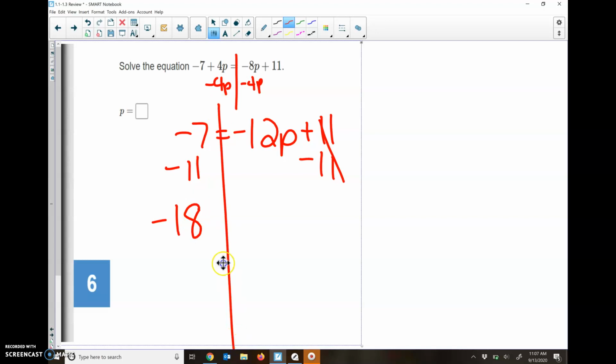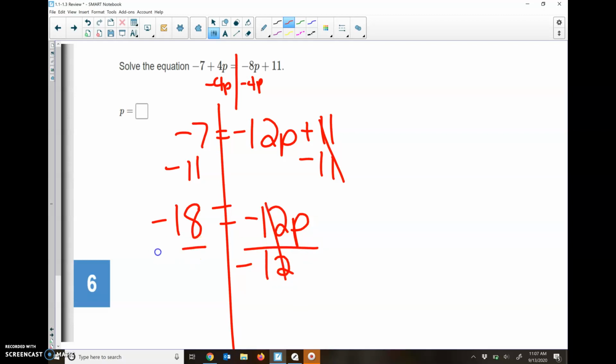Negative 7 minus 11 is negative 18, and I still have equals negative 12p. So then I'm going to end up dividing both sides by negative 12, and I end up with a positive 1.5.